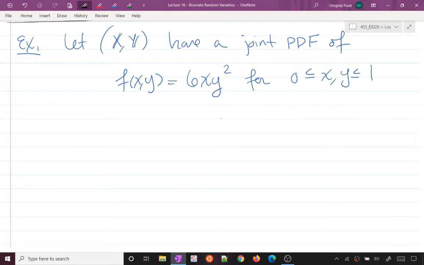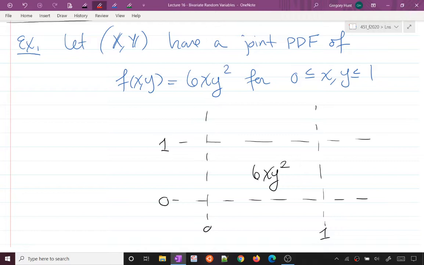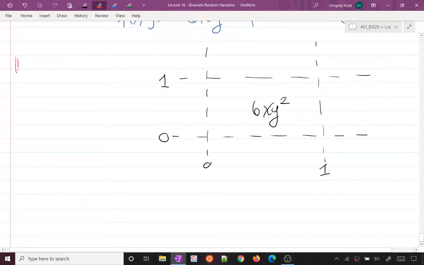So always useful, as in solving Calc 3 problems, is to draw a picture. So here are my bounds, 0 to 1 on both axes, and my joint PDF is 6xy squared here, okay? And you've got to convince yourself that that integrates to 1, which it should. I'll let you think about that. And what we're going to ask is, I want the probability that x plus y is bigger than or equal to 1.